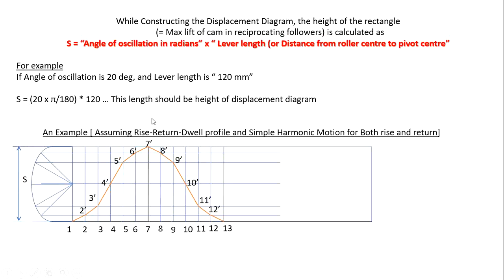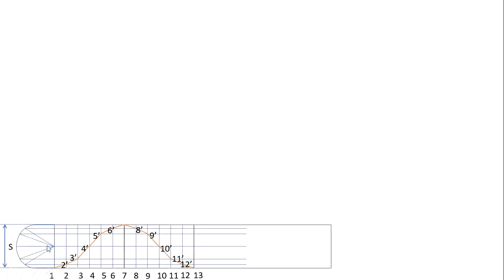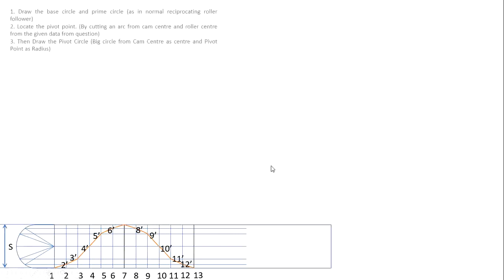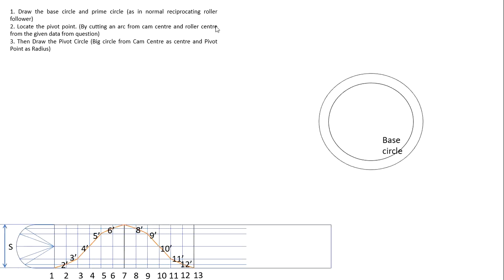Now we'll go to how to construct the cam profile. That is the most important thing. Let us assume this is the displacement diagram with a sequence of rise, return and then dwell. So continuously there is rise, immediately return and then dwell. The first step is to draw a base circle. As usual, draw a base circle for the given radius and then the prime circle for the given radius. The prime circle is nothing but the base circle radius plus roller radius, and then locate the roller radius like this. This is the usual procedure we have followed for the roller follower.